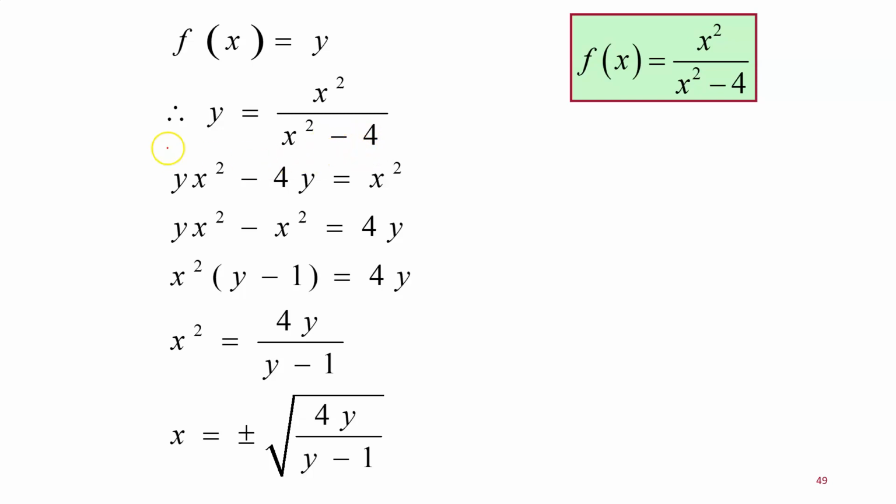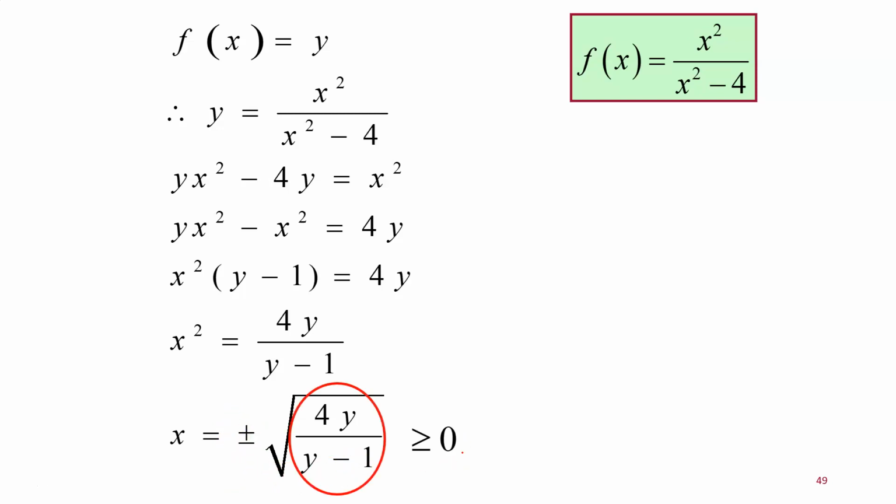Now you can multiply. You can rearrange. Bring this whole thing to the left hand side. You get this. So the remaining is only x squared. Now you can rearrange again until you get this one: x squared equal to 4y over y minus 1. Since this is a square, you just want to find it in single x, in terms of x. So when we bring the square to the other side, it becomes square root. Square root of 4y over y minus 1. It's either plus or minus. You can get plus or minus answer over there.